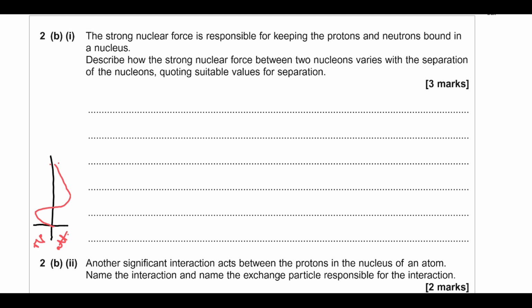So the first thing is this first part of your graph here, where it's repulsive. So let's put that. So when separation is less than 0.5 femtometers, strong force is repulsive. So let's get that down. So that's the first stage there.